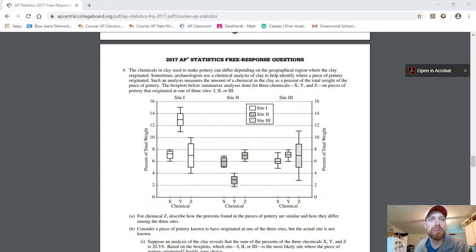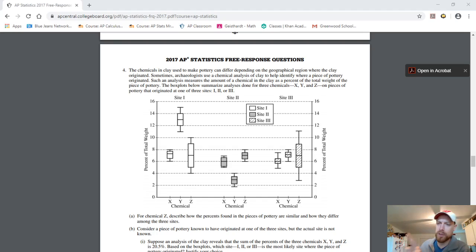B. Consider a piece of pottery known to have originated at one of the 3 sites, but the actual site is not known. Suppose an analysis of the clay reveals the sum of the percents of the 3 chemicals is 20.5%. Based on the box plots, which site, 1, 2, or 3, is the most likely site where the piece of pottery originated? Justify your choice.